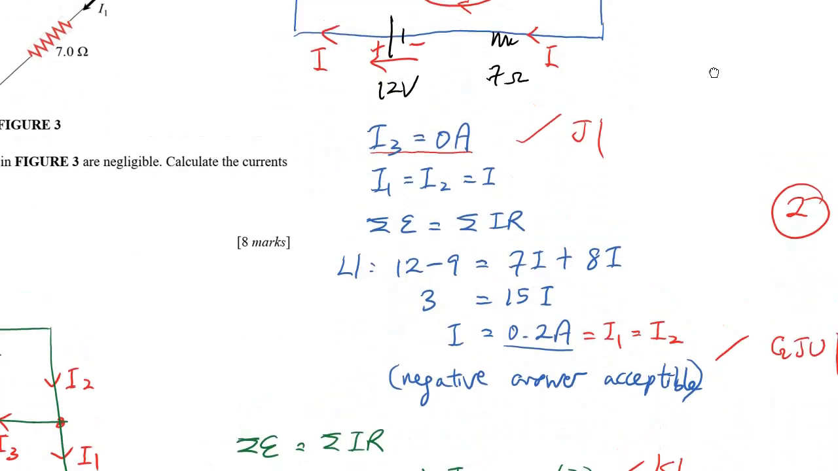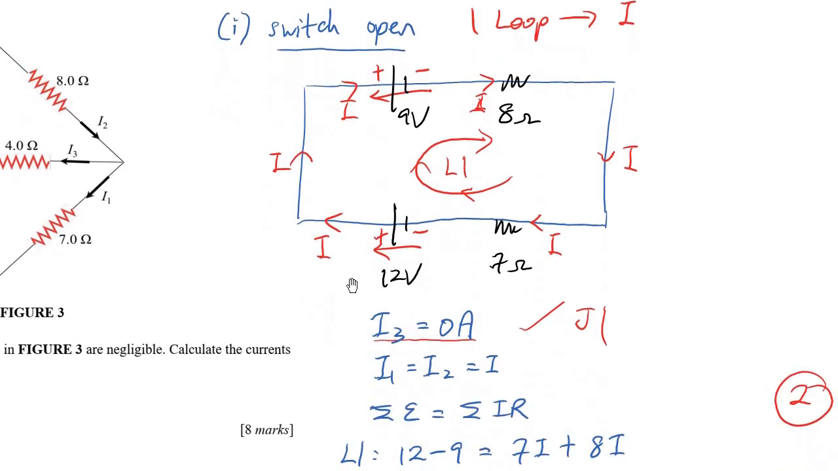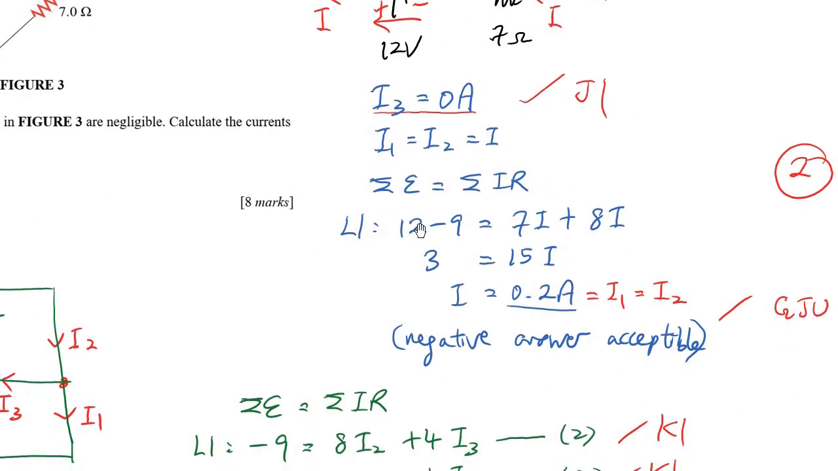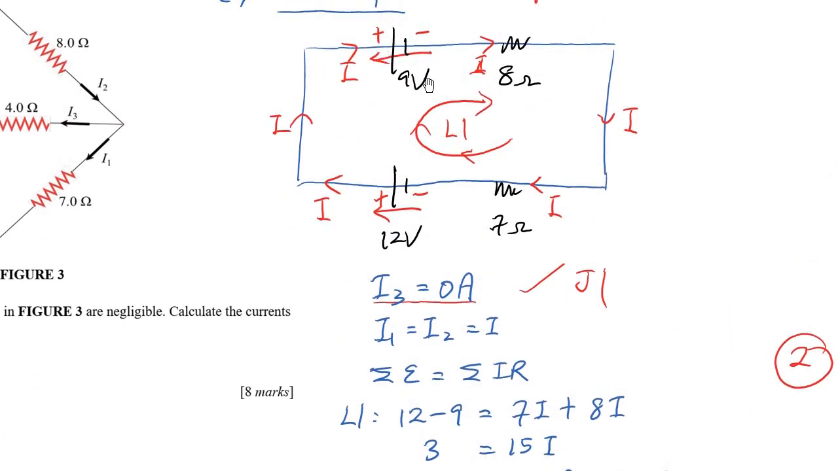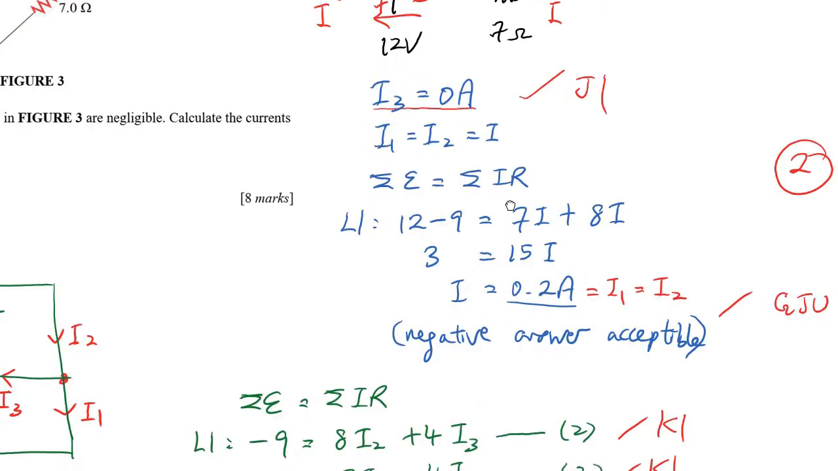Now let's look at the total EMF. We have 12 and 9. 12 is the same direction as the loop, so 12 is positive. And 9 volt is opposite to the loop, so we get negative 9; if opposite direction, negative. Then we look at resistance. Just now EMF looked at terminals, negative to positive, but resistance looks at current.